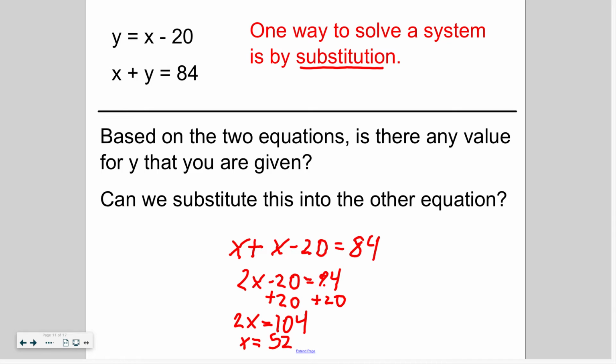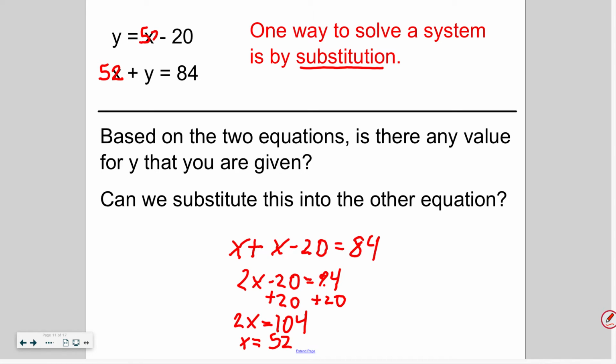How do you know it's 32? Because I used the second one. It's like the easiest one. So 52 plus 32 is equal to... So what'd you do with the x? Where it says x is 52, what'd you do? I plugged in 52 because x is 52. So he substituted in that value for x of 52 into one of the equations.